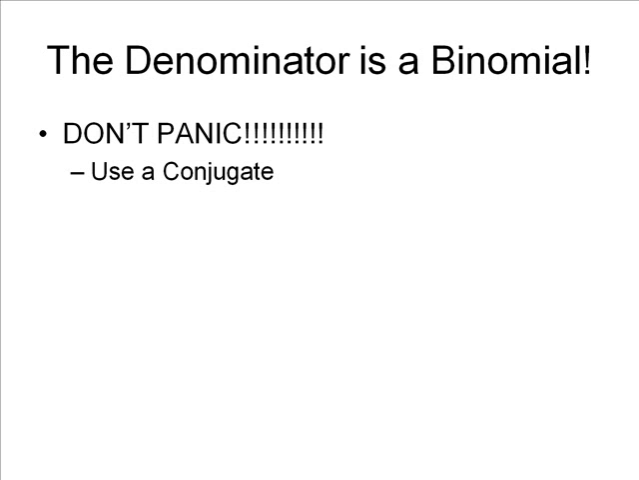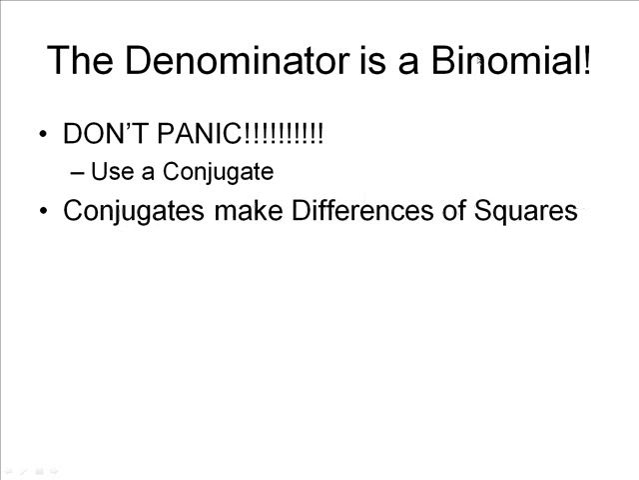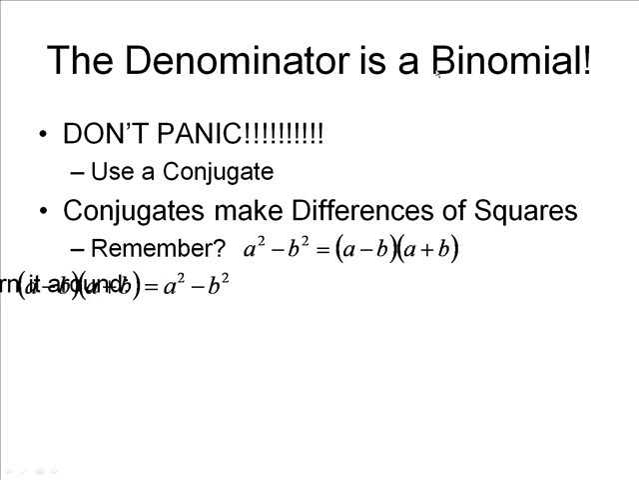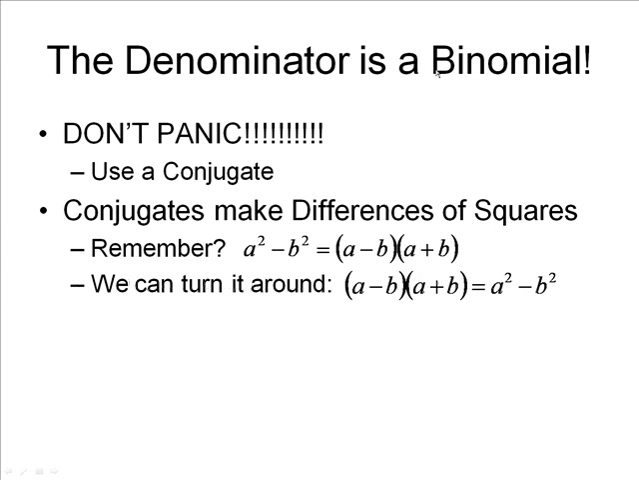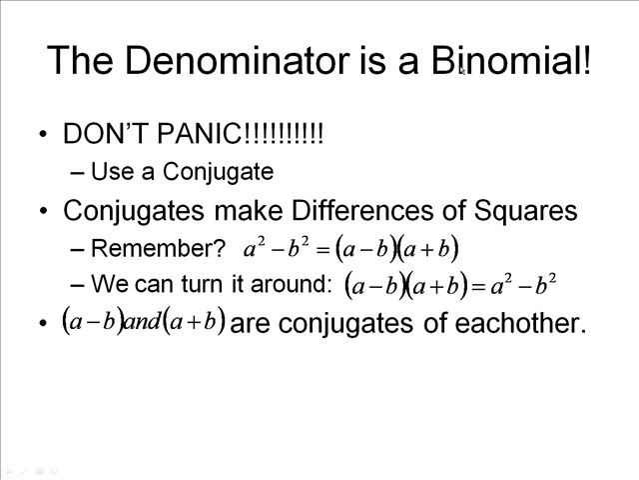We're going to use a conjugate, and you probably have heard of that before. A conjugate creates a difference of squares. When you multiply two conjugates together, they're going to create a difference of squares. So remember when we factored a squared minus b squared into a minus b and a plus b? We can turn that around. We can take a minus b times a plus b and make it a squared minus b squared. That's what using a conjugate is all about. A minus b and a plus b are conjugates of each other. The same terms, one's added, one's subtracted.